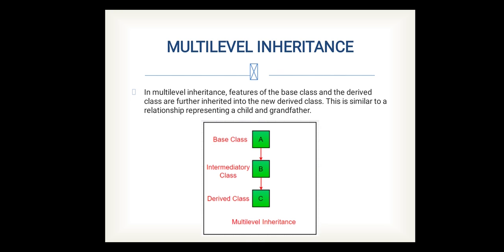Next is multi-level inheritance. In multi-level inheritance, the features of the base class and the derived class are further inherited into a new derived class. This is similar to the relationship representing a child and a grandfather, that is, the parent class is inherited with the intermediary class, and the intermediary class is again inherited into the derived class. So indirectly A is inherited in the derived class. All the properties of class A are available to class C, and that is called multi-level inheritance.